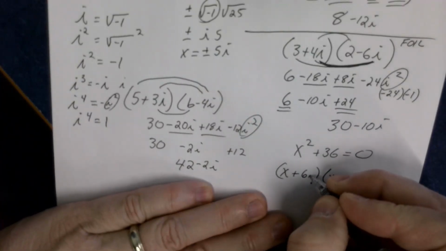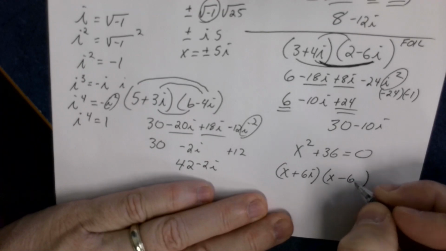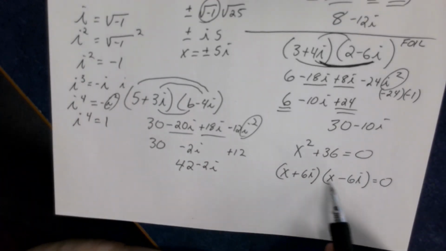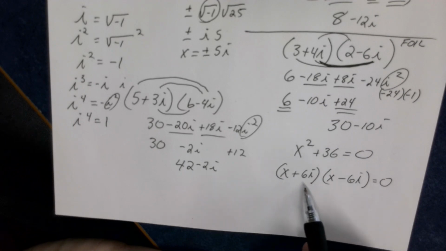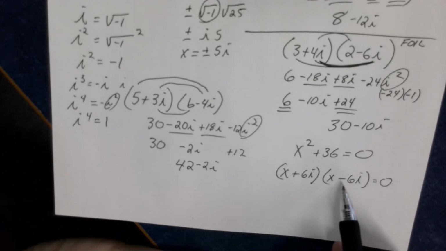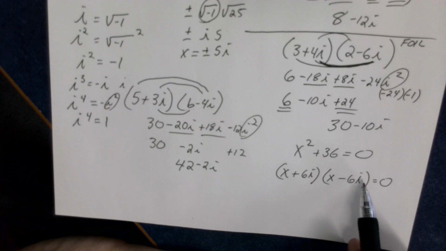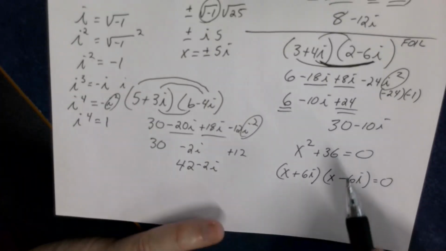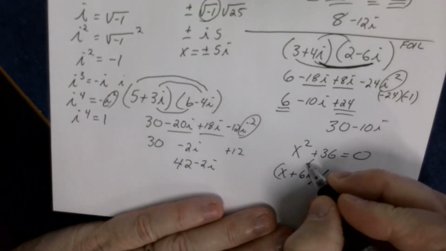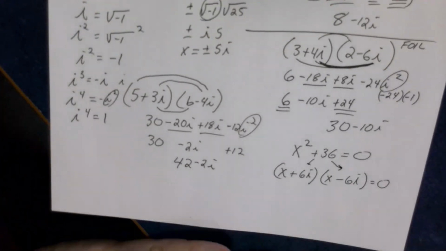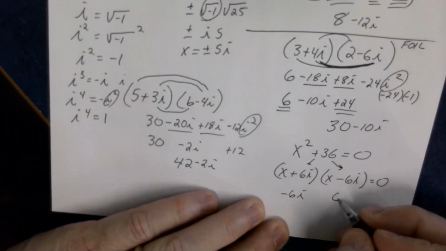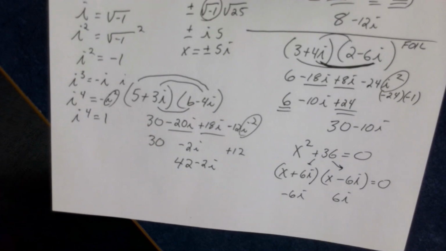So if I do this as 6i and negative 6i, I believe that will work, because 6i times negative 6i is negative 36i squared, and negative 36i squared is a negative and a negative, which makes positive 36, which is what we have here, and then the outside and the inside terms cancel. So when I have a positive sum of squares, then I know it factors like this. And then of course negative 6i is a 0 and 6i is a 0. Okay?